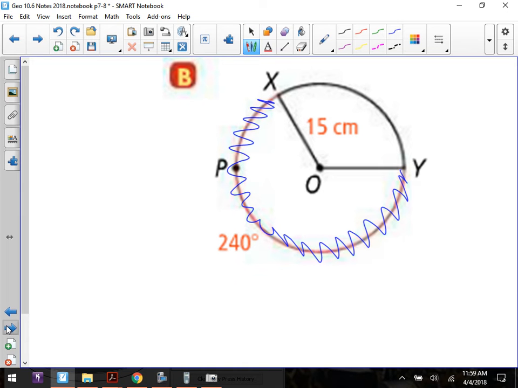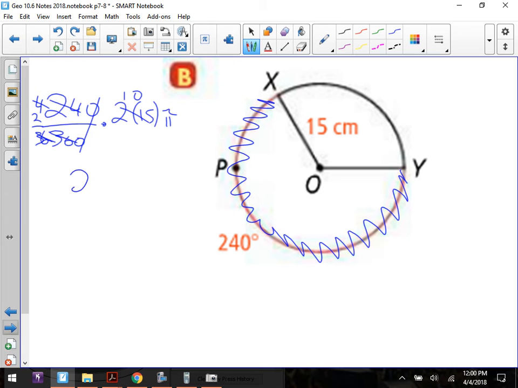What's your central angle on this one? 240. What's your radius? 15. Put it all together: 240 over 360 times 2 times 15 times pi. Simplify it out. Go by 6, so that's going to be 4 and 6. So that's 2/3. So that becomes a 30 and 10. So is it 20 pi? 20 pi.